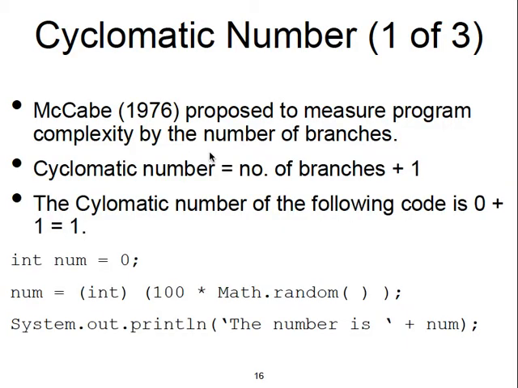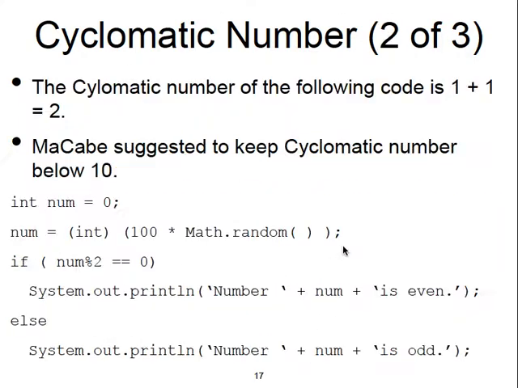So some people, McCabe, use a number called cyclomatic number. Cyclomatic number can be calculated by the number of branches plus 1. For example, take this program code as an example. We don't have any branch here, so the number of branches is 0. So based on this formula, 0 plus 1 is 1. So this code has a cyclomatic number of 1.